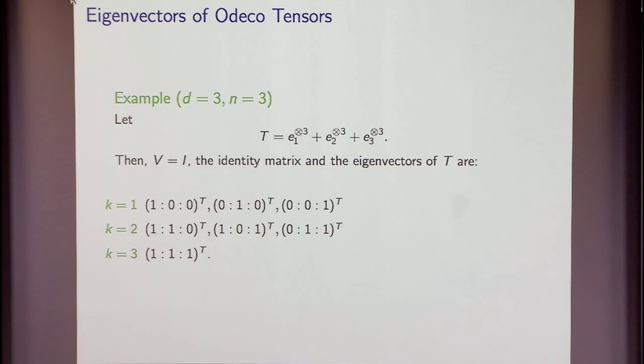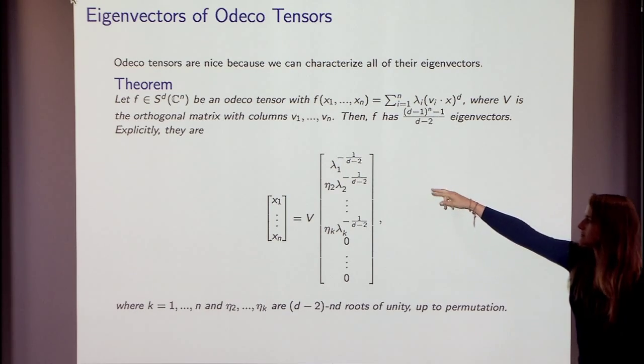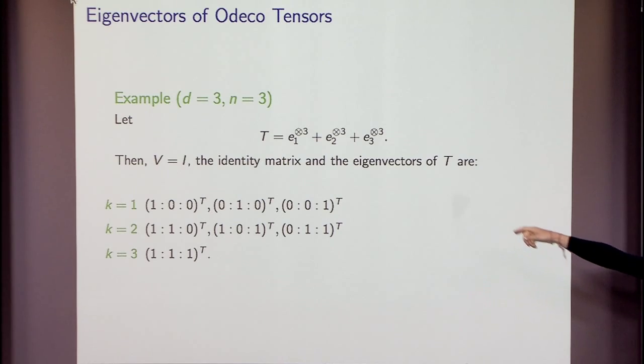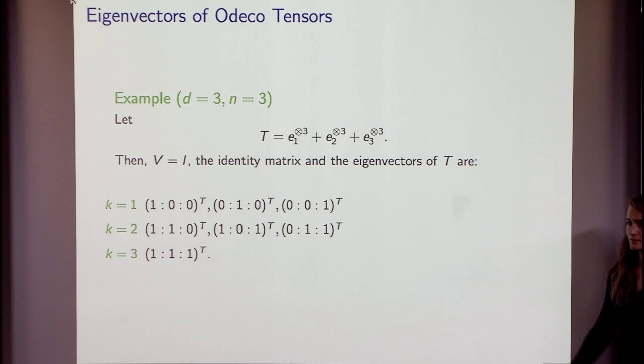And here's our simple example as before. Note that in this formula, we're taking weighted linear combinations of the v_i. In this example, we just have the 3 standard basis vectors, and then linear combinations: sums of 2 of them and the sum of 3 of them.